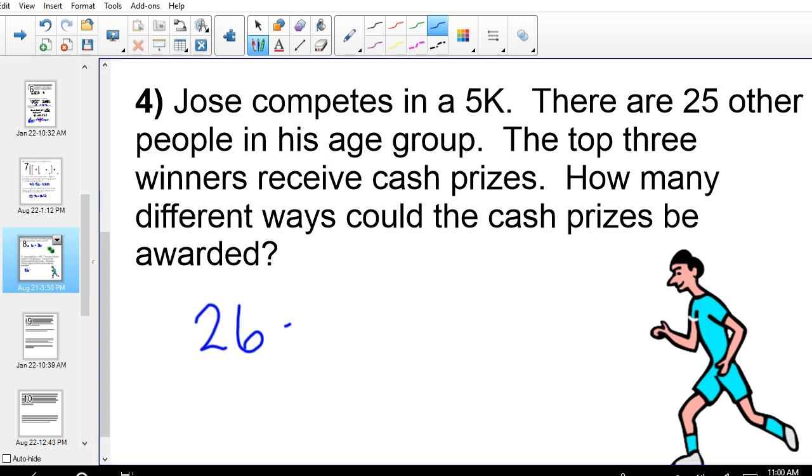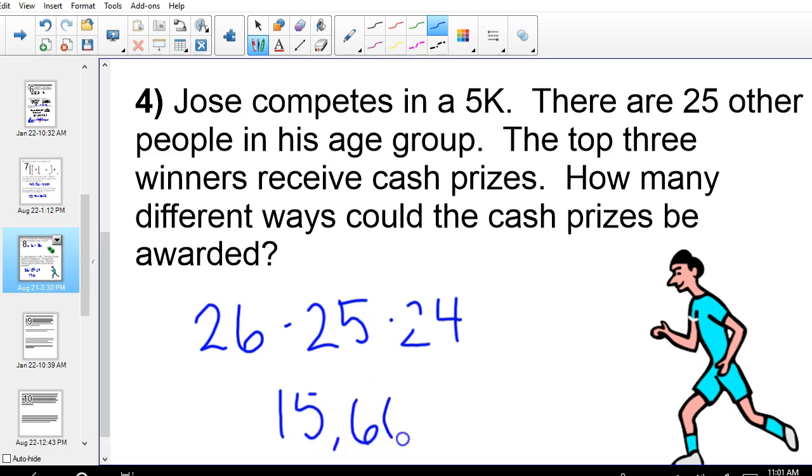How many could win second now? 25, because somebody's already won first, and that person can't be second. And how many for the third? 24? So if we do 26 times 25 times 24, we're going to get 15,600.